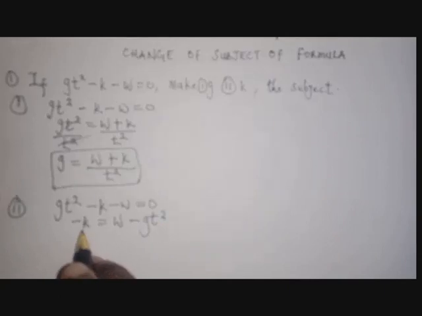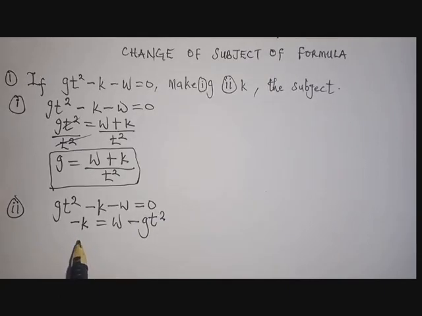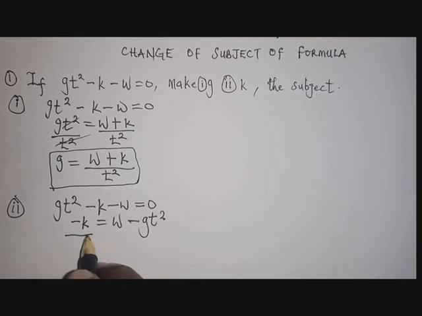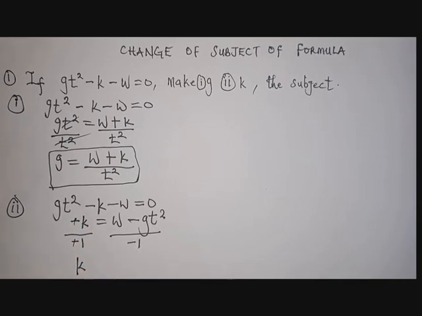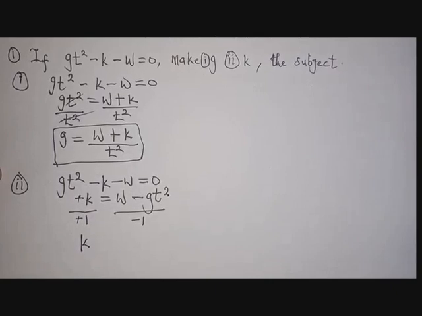Then since I have minus k on this side, what I'm looking for is not minus k, rather I'm looking for k, an expression for k and not for negative k. So I can simply divide through by minus 1. So this is going to be minus 1 and minus 1. Then this becomes positive k.